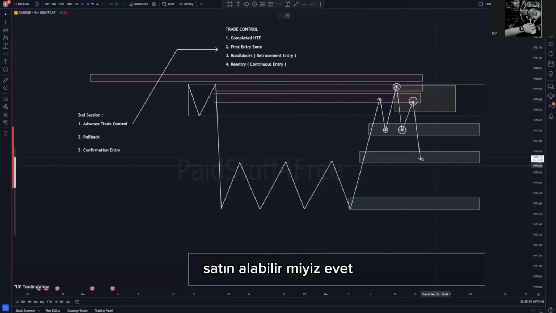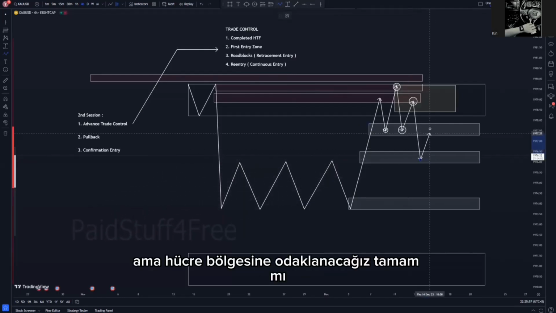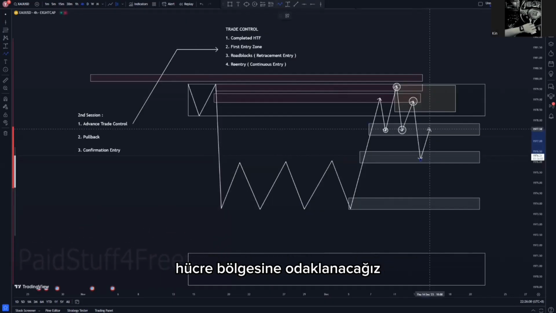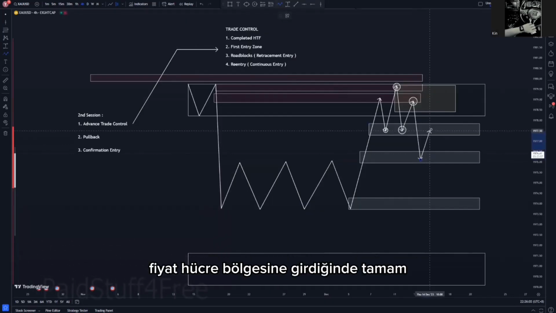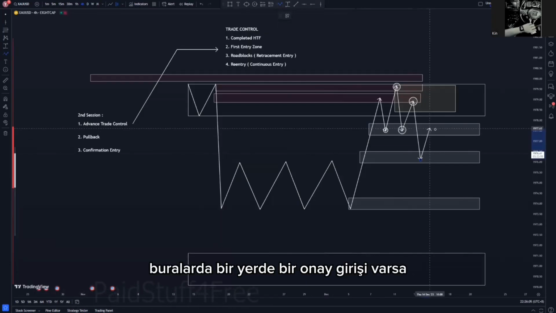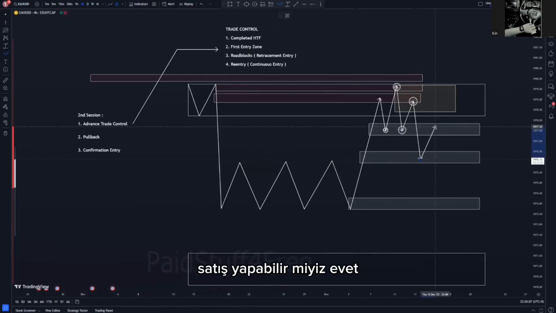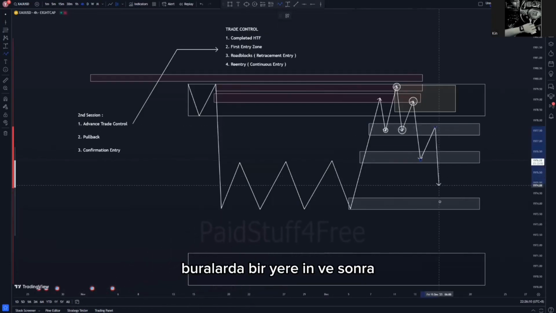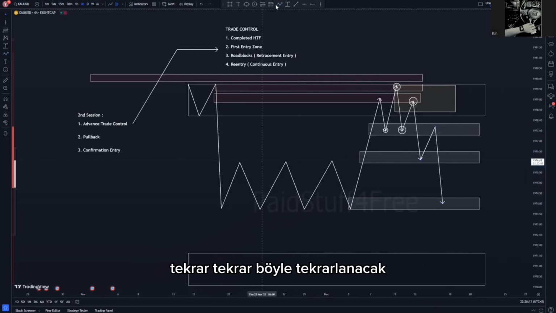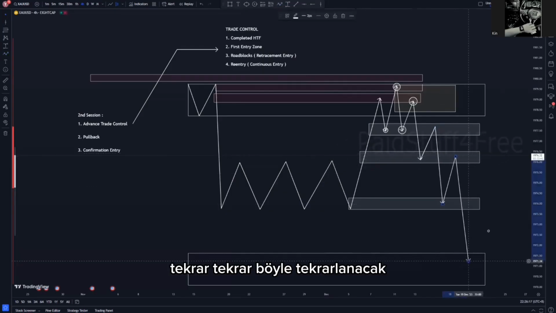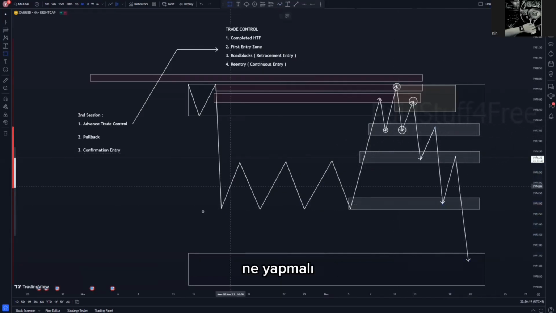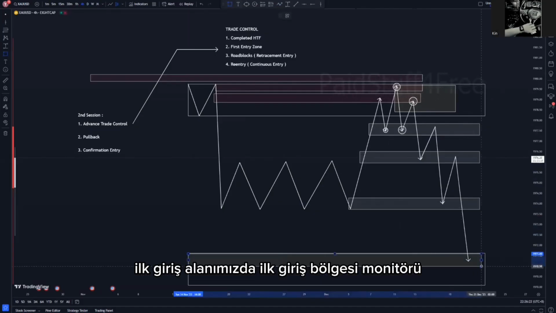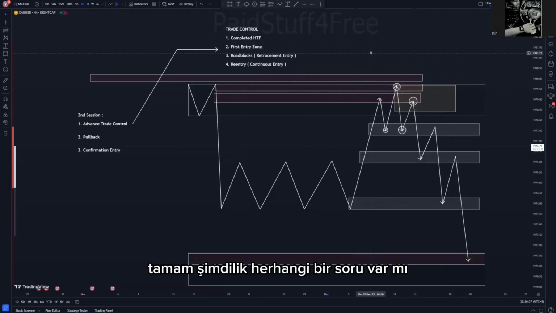So look over here. Can we take a buy? Yes, if there is a confirmation entry. But we are going to focus on the sell zone. When the price gets into the sell zone, if there is a confirmation entry somewhere around here, can we take a sell? Yes, we can take a sell. It goes down somewhere around here, and then it will repeat like this over and over, and get into the buy zone again. What to do? Monitor our first entry zones. So for now, is there any question?